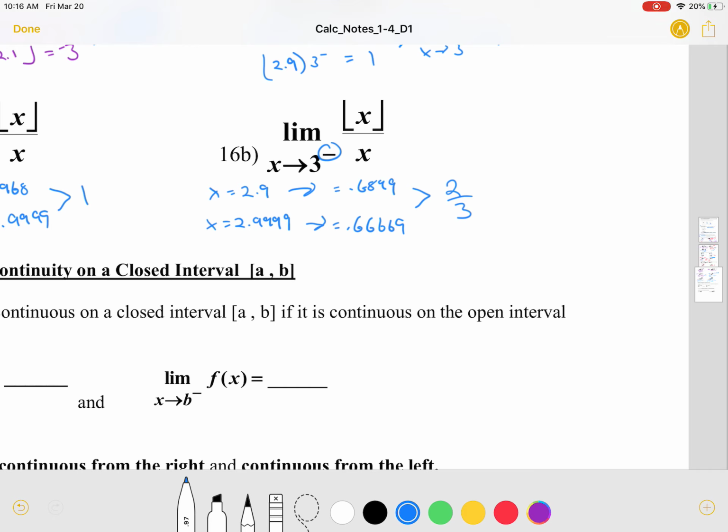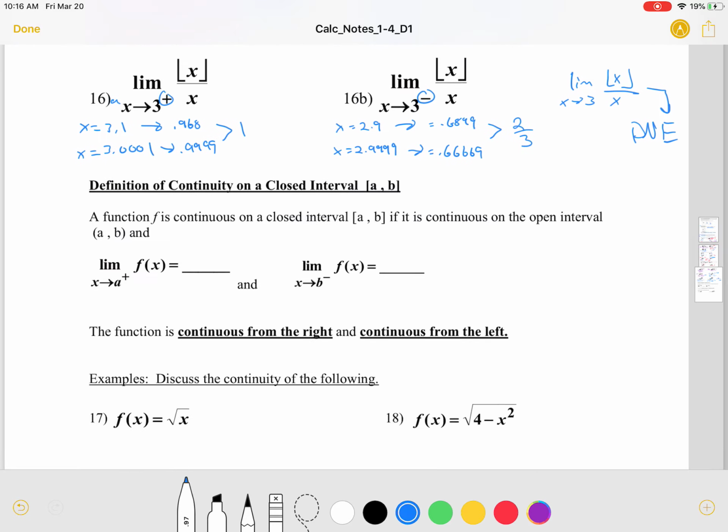Notice we have two different limits from going from the right side and going from the left side. So what's that tell us? The limit of that function as x goes to 3 does not exist.